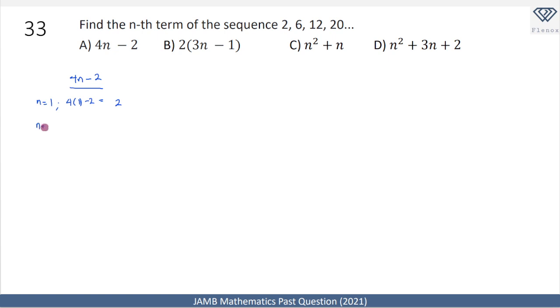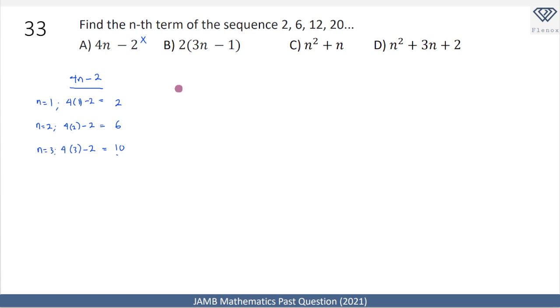What if n is equal to 2? We're going to have 4 times 2 minus 2. What is 4 times 2? 8. 8 minus 2, 6. Oh, we get the second term. Not bad. But let's move on to the third one. If n is equal to 3, we're going to have 4 into bracket 3 minus 2. Now, what is 4 times 3? 12. 12 minus 2, 10. Oh, it breaks down. We did not get 12. So we know that option A is not it.